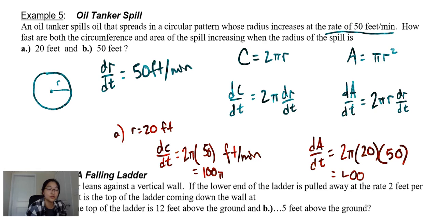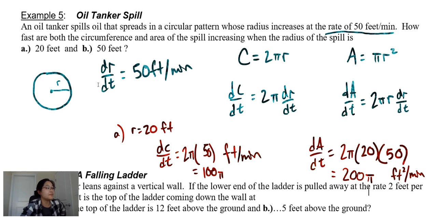No, 2,000 pi feet squared per minute. Really? Wow, it's really big. No way. 40 times 50. No, it's 200. 200 pi. Wow, that was rough.